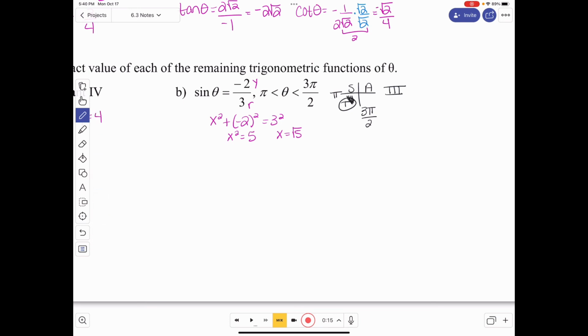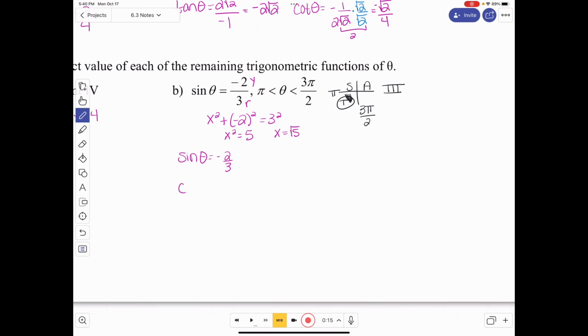So sine of theta, negative 2 over 3, which we were given. You don't have to write that down. Cosine of theta is going to be x. It's just going to be negative. So it'll be negative square root of 5 over r, which is 3. And tangent, this one will be positive, y, which is 2 over x, square root of 5. Now, we talked about that, can't have that, so I'm going to multiply top and bottom. So we'll get 2 square root of 5 over 5.